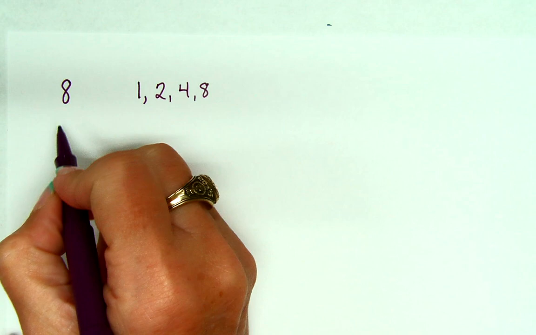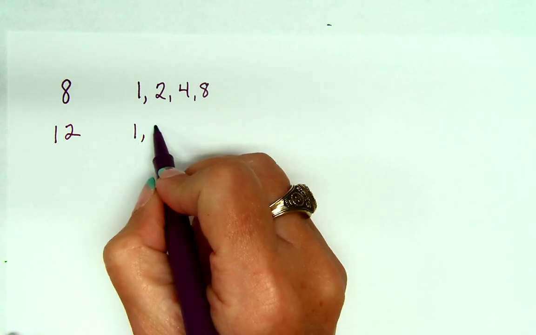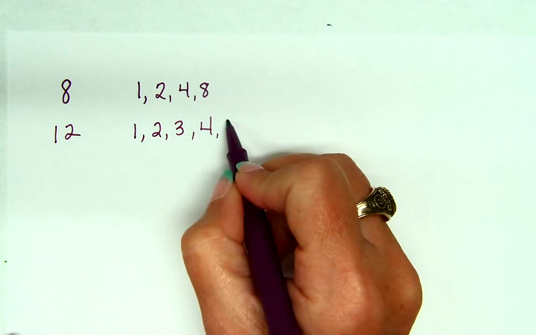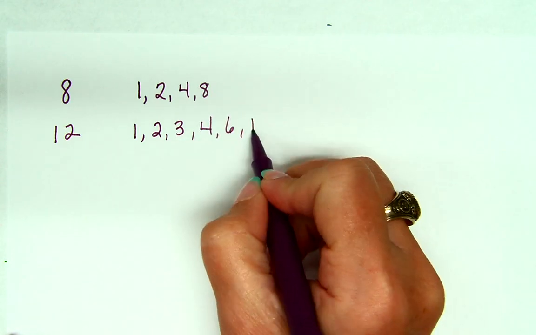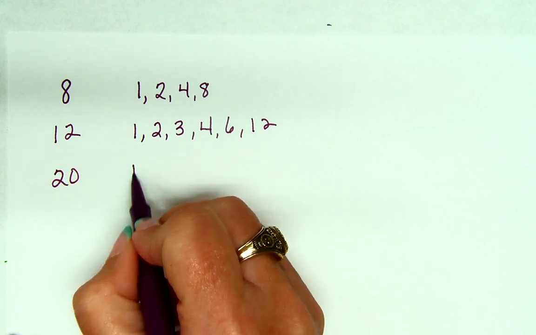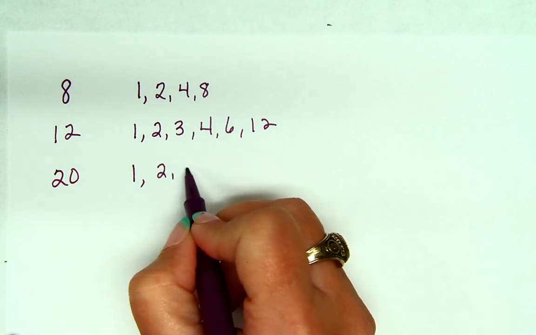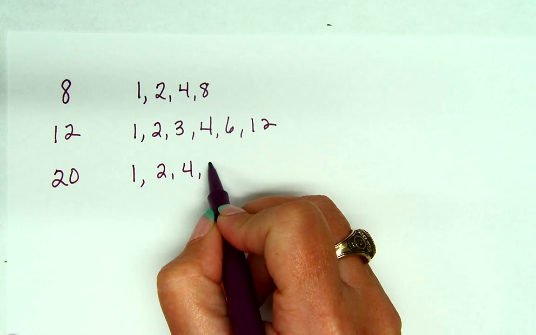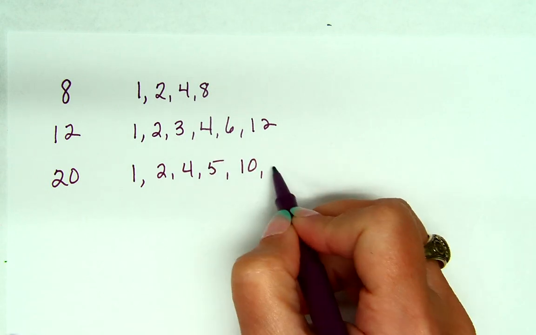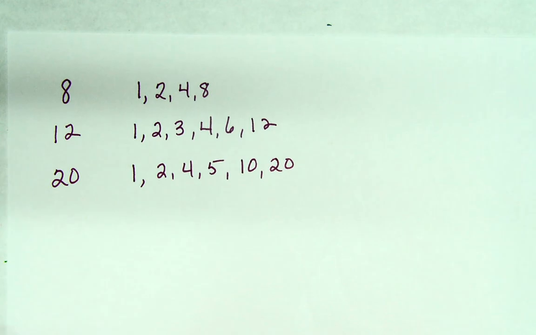Okay. So please tell me all the factors of 12. 1, 2, 3, 4, 6, 12. What about the factors of 20? 1, 2, 4, 5, 10, 20. You okay with that? You're okay with thinking about numbers and thinking of their factors?